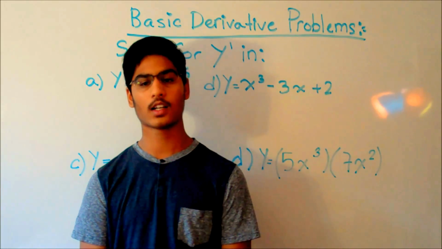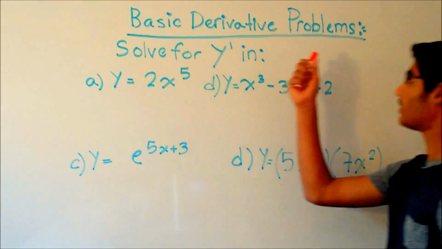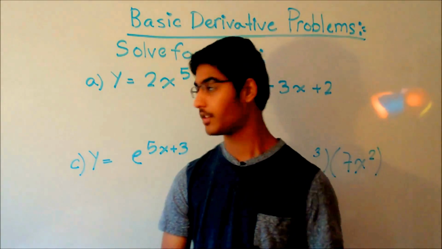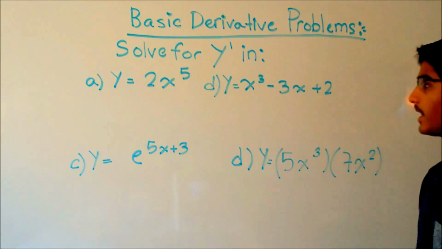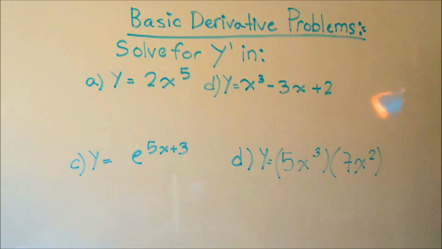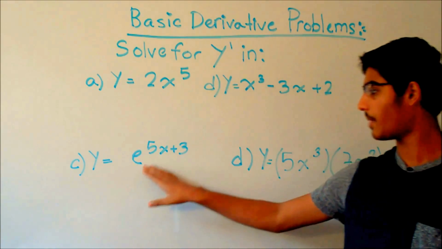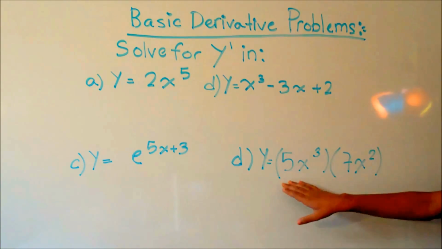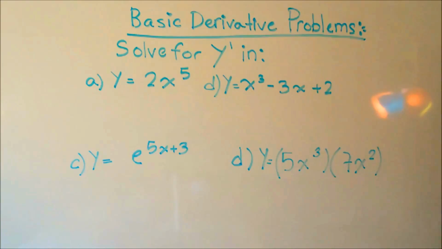Today we're going to learn about basic derivative problems. Let's say we have to solve for y prime in A, y is equal to 2x to the fifth power; B, y is equal to x cubed minus 3x plus 2; C, y is equal to e to the power of 5x plus 3; and D, y is equal to 5x cubed times 7x squared.